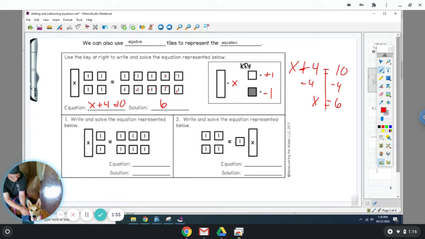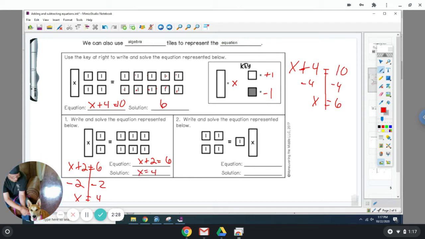So write and solve the equation represented below. So this is x plus 2 equals 6. And again, guys, I know you already know this answer, and that's fantastic, but I need you to practice doing it this way, because in 7th grade, you're going to be doing 2-step equations, and then most likely equations with variables on both sides. So this is a very good practice. So you have x plus 2 equals 6. So the opposite operation of adding 2 is subtracting 2 from the left and the right side. So you have x equals 4.